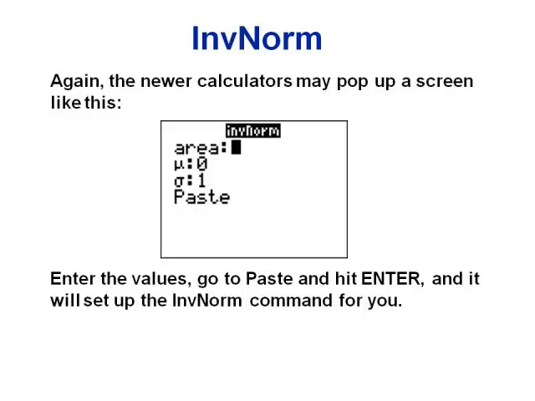And like with the normal CDF command, if you have the newest versions of the TI-84, you may get a little pop-up screen like this when you choose inverse norm, so don't let that throw you off. It's the same three things: area to the left, mean and standard deviation. Go to paste and hit enter, and it'll paste those numbers into the command screen for you.